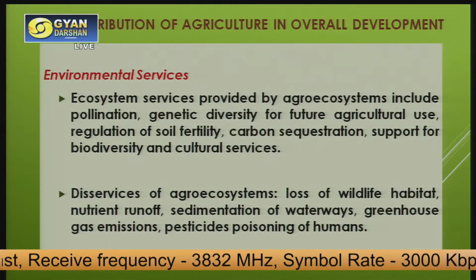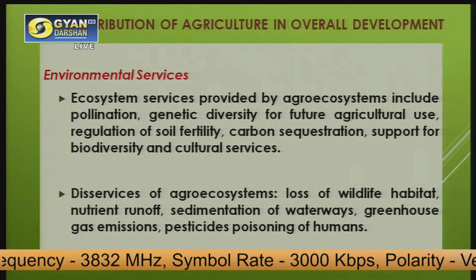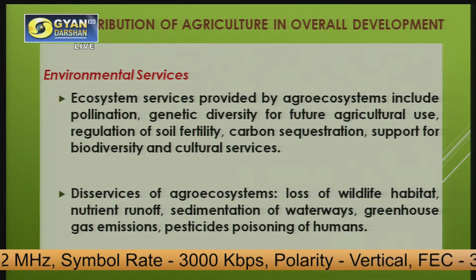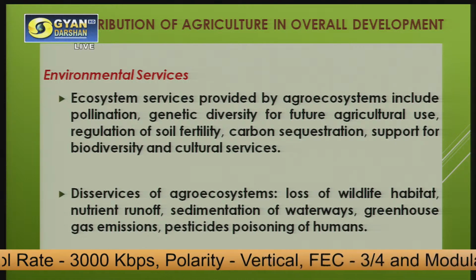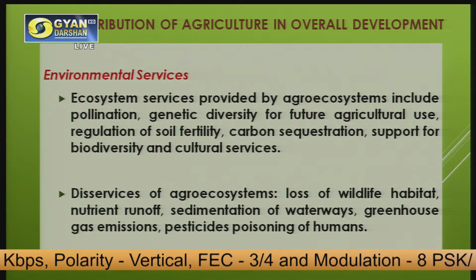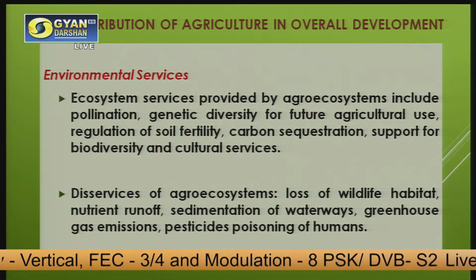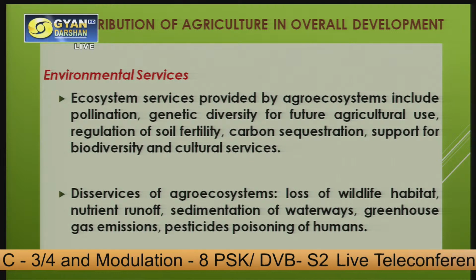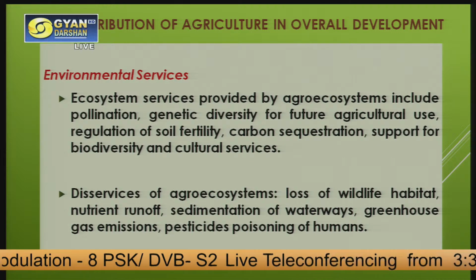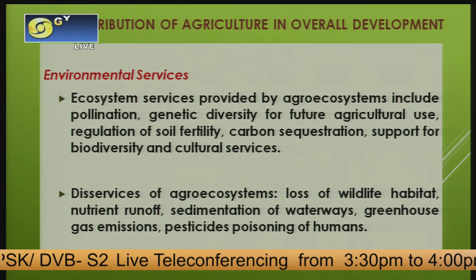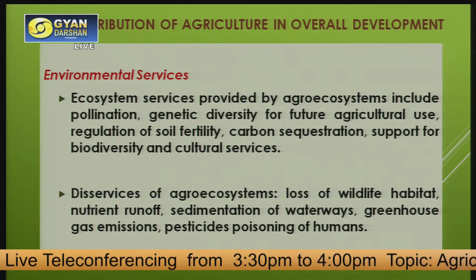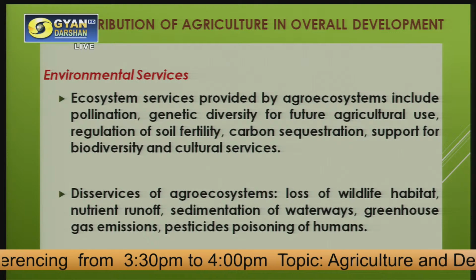Then it also helps in maintaining the soil fertility. There are certain agricultural crops which are known as leguminous crops. They fix the atmospheric nitrogen into the soil. So, the leguminous crops are generally grown side by side with the cereals so that the nitrogen from the atmosphere is fixed in the soil and that nitrogen can be used up by the plants. So, it also helps in maintaining the soil fertility.